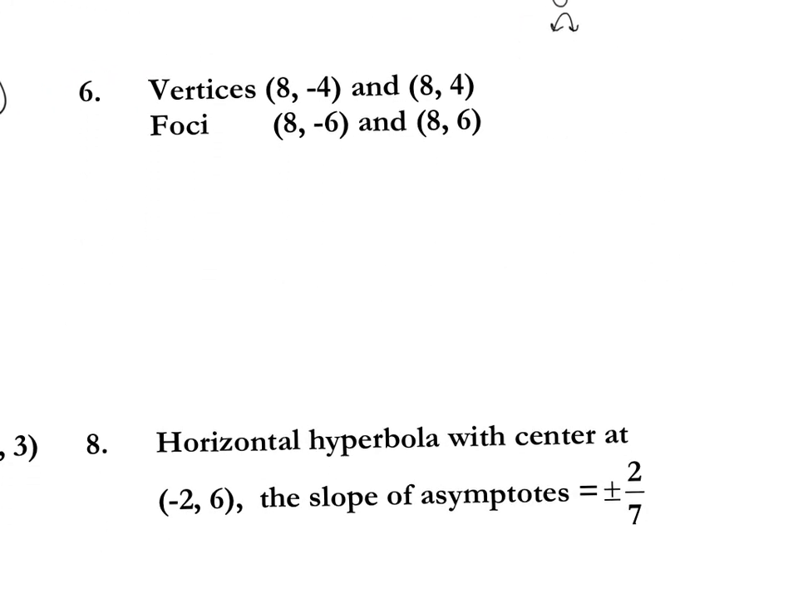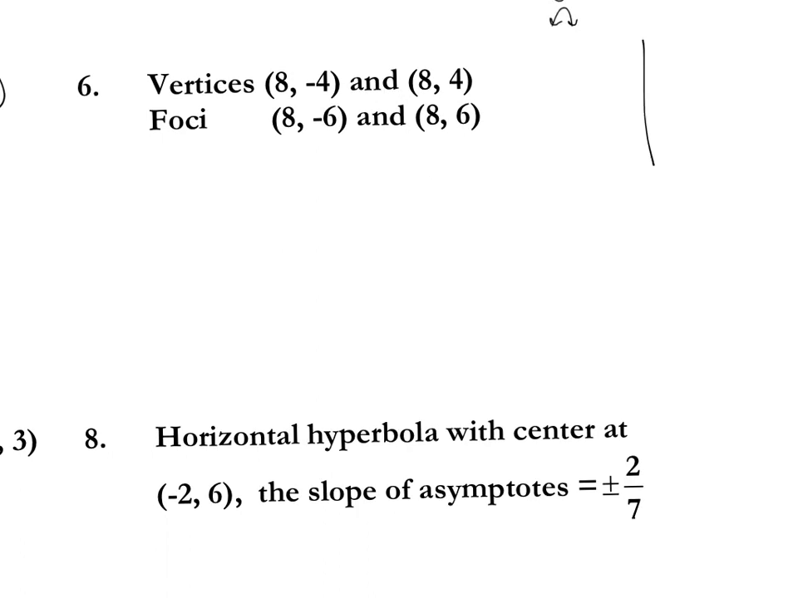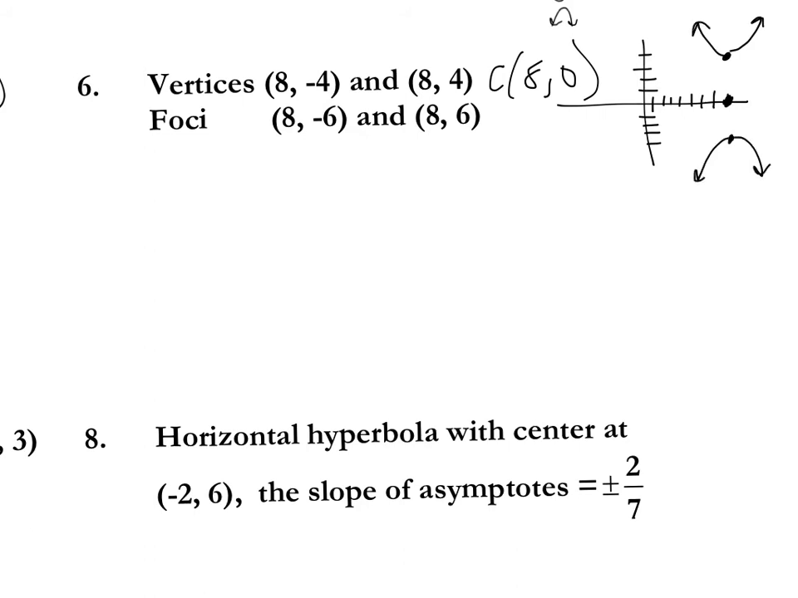Okay, I can do number 6 in a pretty similar way. If I get a sketch going, I have 8, negative 4 somewhere along this line, and 8, positive 4 is up here, so automatically you know that the center is right in the middle, and its center is 8, 0. And can I tell if this is vertical or horizontal? I know it's vertical because the vertices are located above the center and below the center. Okay, so I know that my y squared goes first, and since it's y minus 0, I'm just going to do y squared. And then x minus 8 squared equals 1.